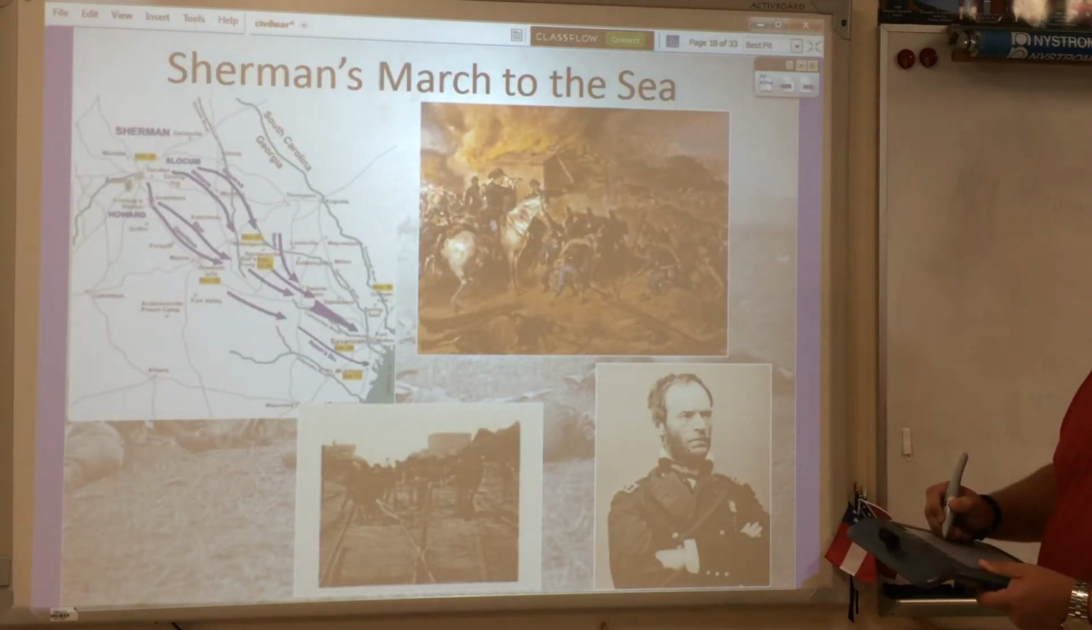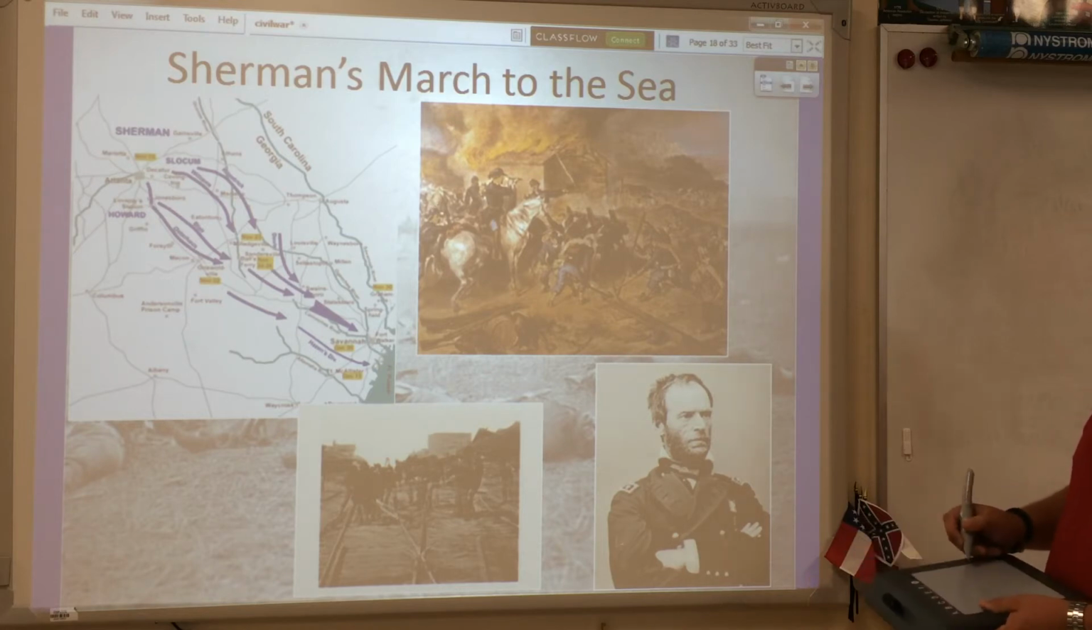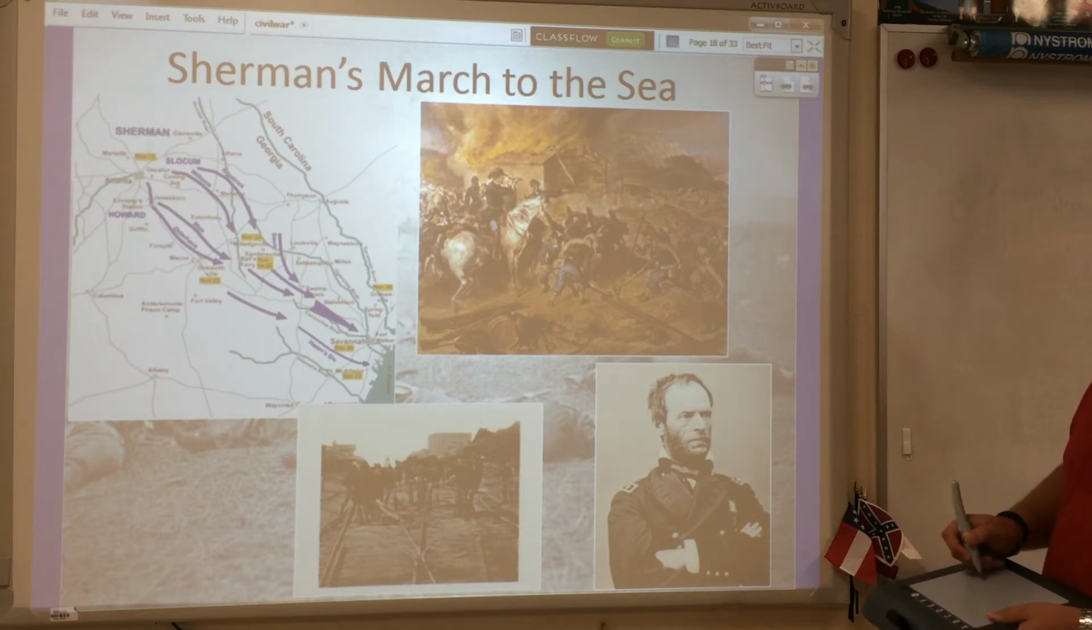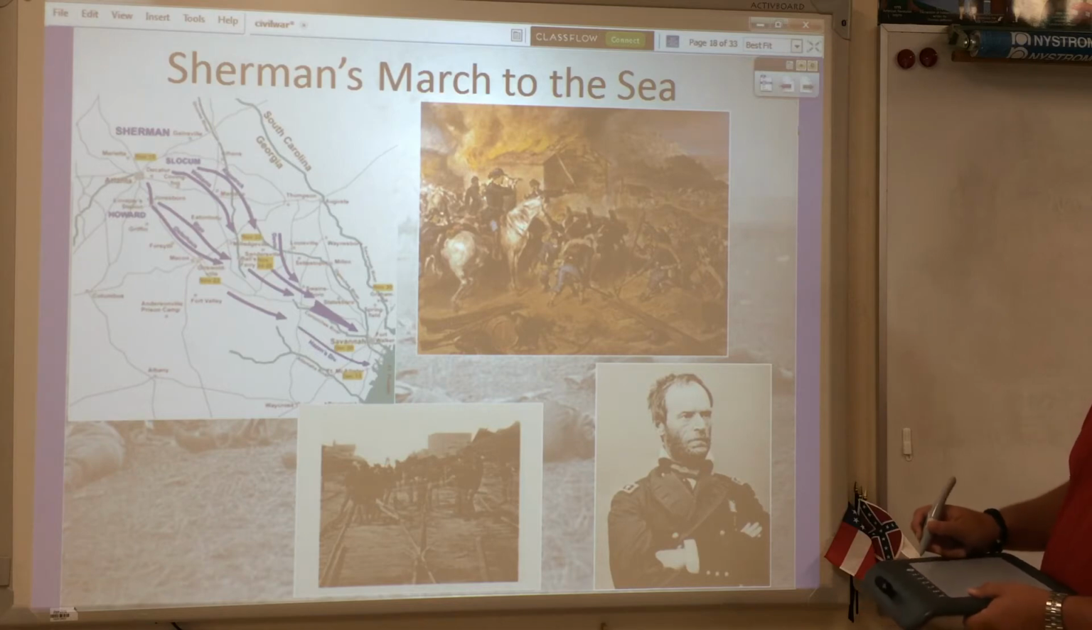Okay, here's the path of Sherman's troops as they march through Georgia, right? Atlanta's up here, Savannah's down here. This is them burning some cotton fields. That's General Sherman himself. And there's the railroads that they're ripping up. Okay, so just more pictures.